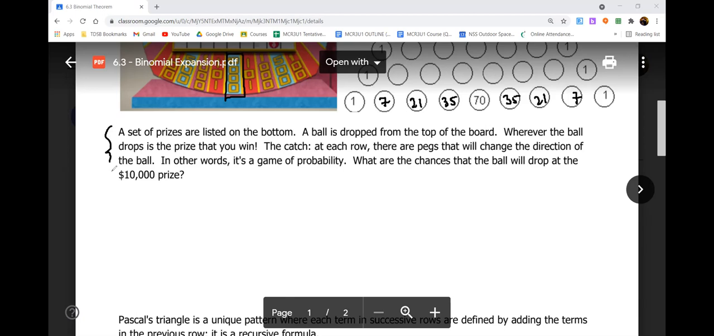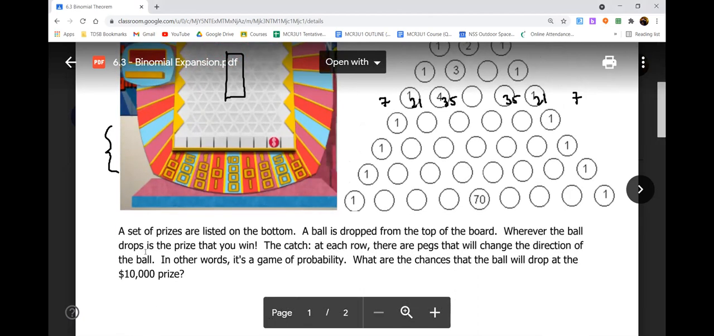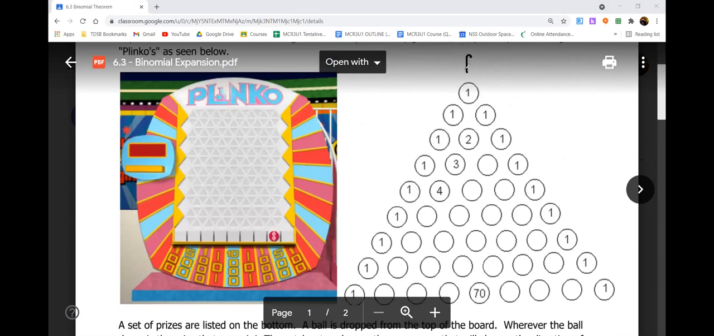So let's read this little blurb. A set of prizes are listed at the bottom on Plinko. A ball is dropped from the top of the board. Wherever the ball drops is the prize you can win. The catch: at each row, there are pegs that will change the direction of the ball. In other words, it's a game of probability. Let's investigate that. So, if I drop the ball here and it hits the peg, the ball has a choice of going left or going right. So, it's a 50-50 chance.